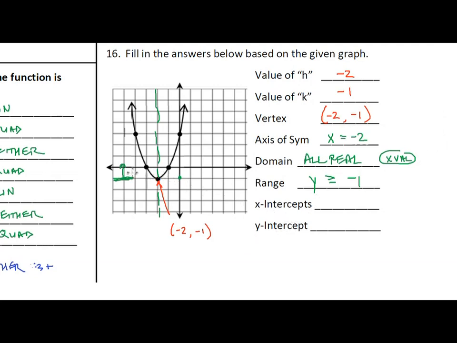What are our x-intercepts? We are at -1 and -3. So (-1, 0) and (-3, 0). And then the last one, where is the y-intercept? It is actually the same place as the other one. It's at 0, 1, 2, 3. So (0, 3). So that's how you use the graph to find these data values. That's the end of this video.